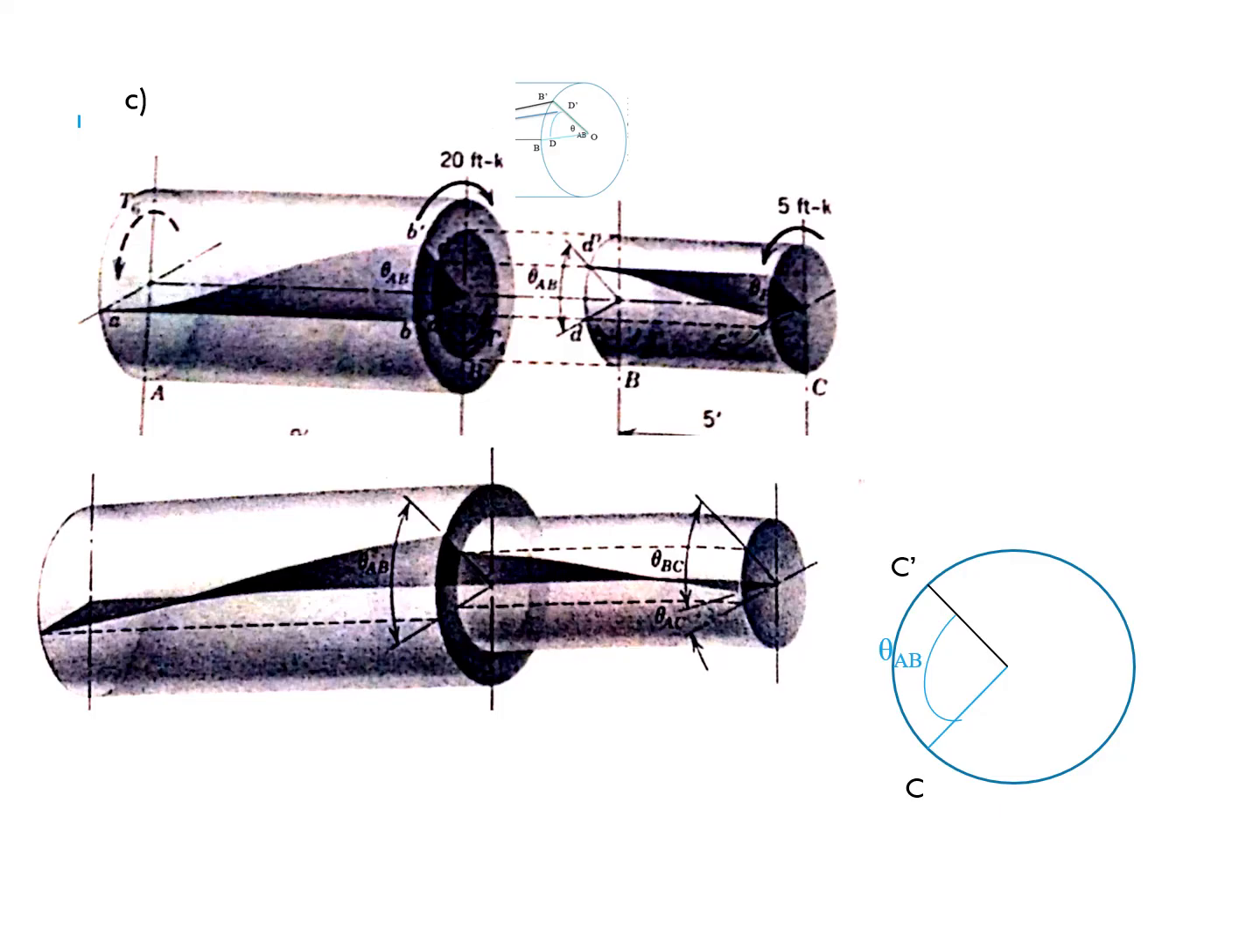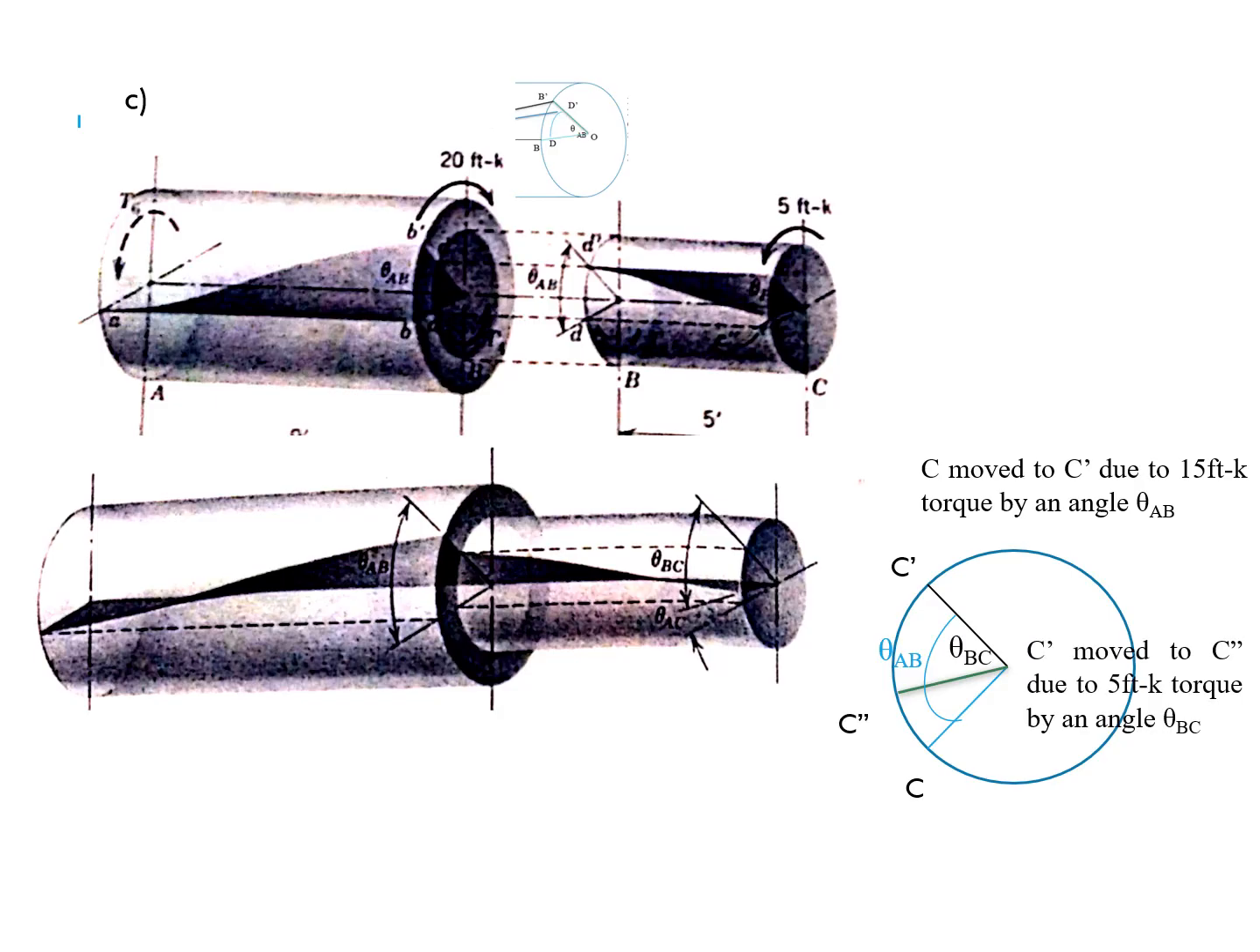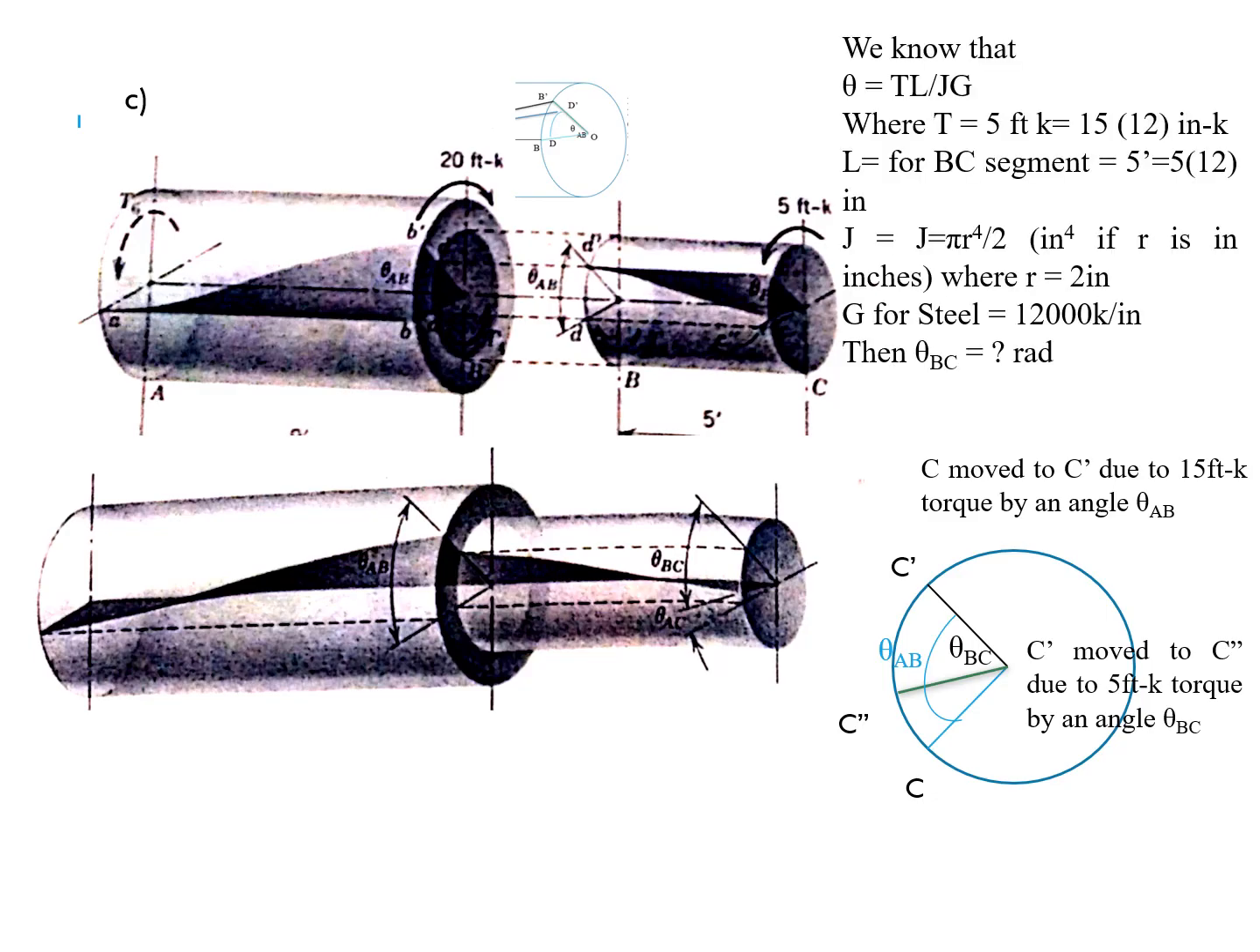So what happened when another torque of 5 foot-kip was applied over the BC segment? It moved the C dash point to another point, C double dash. This angle is called theta BC. The difference between these two angles is theta AB, and we can calculate this by this approach. We can calculate theta BC, and we can calculate theta AC by this formula. It is left blank for your assignment.